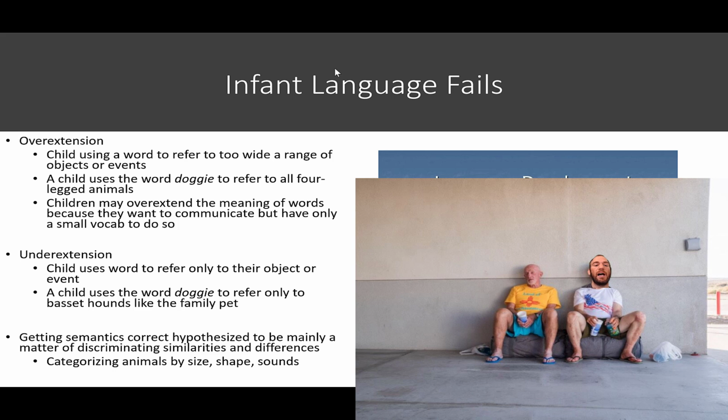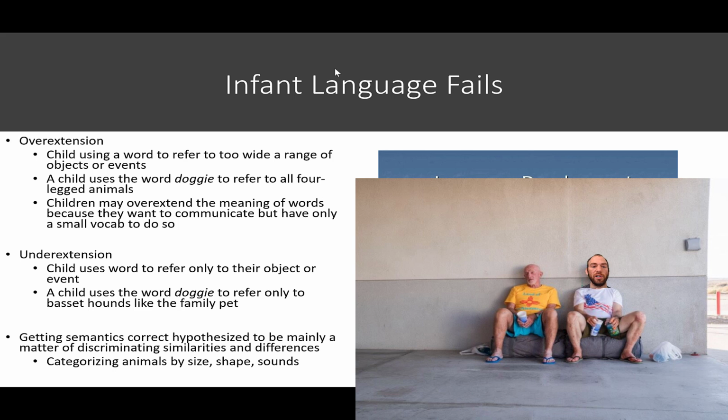Getting semantics correct is hypothesized to be mainly a matter of discriminating similarities and differences, categorizing animals by size, shape, and sounds. So as I stated, overextension refers to applying a particular example that a child learns to all future examples. In the example laid out in the bullet point, a child is told by their parent that this particular four-legged animal is a dog, and an overextension error occurs when a child will see any four-legged animal, a cow, for example, and then call that a dog. They're overextending the meaning of words to animals that are not dogs.